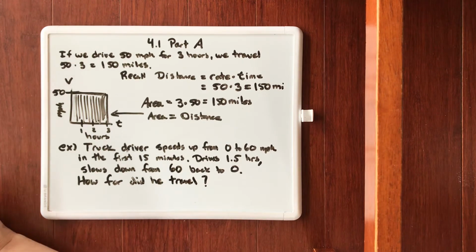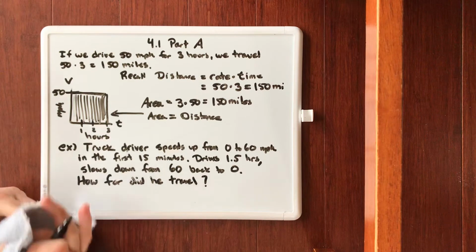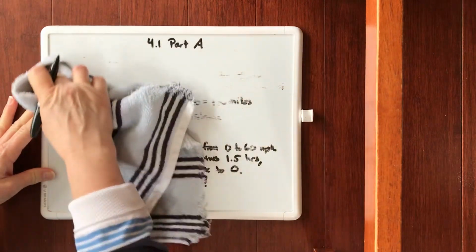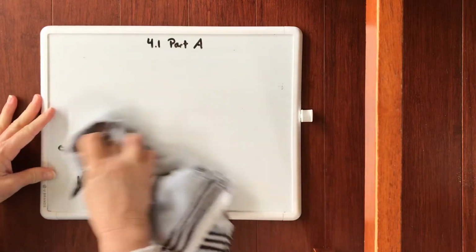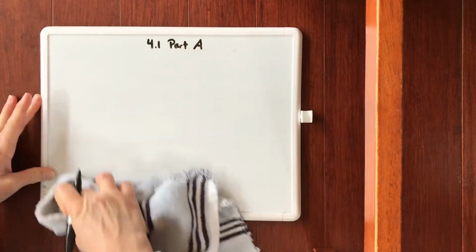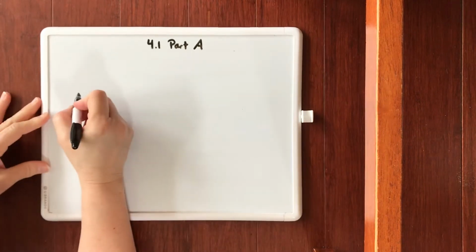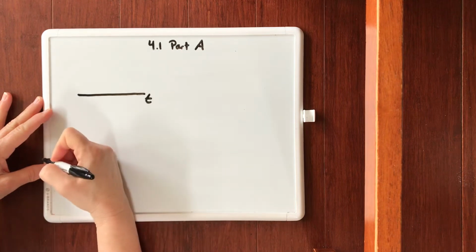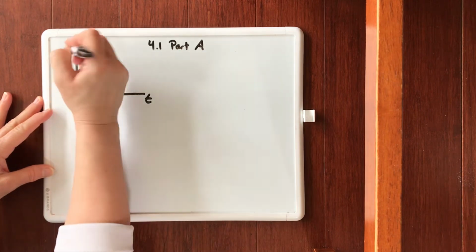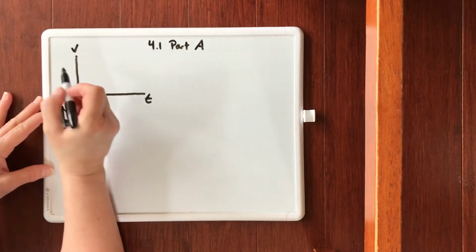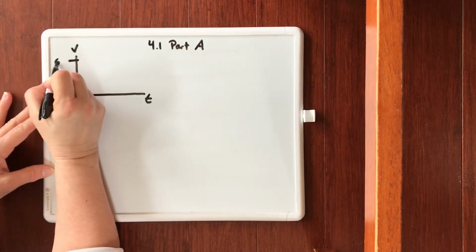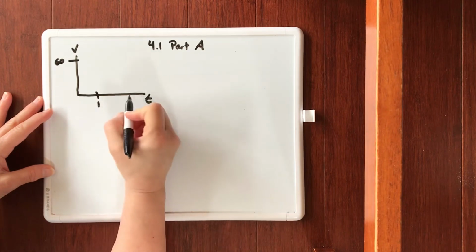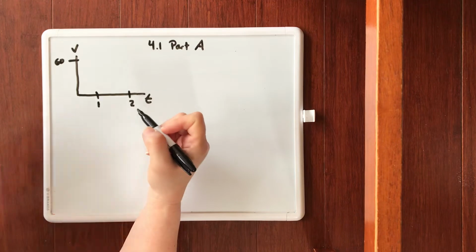So let's draw a picture of what this would look like as well. We're going to put it on a plane. We're going to split it up. So here we go. This is going to be our t in hours. This is going to be our velocity. And the highest he goes is 60 miles per hour. So we're going to go 2 hours.